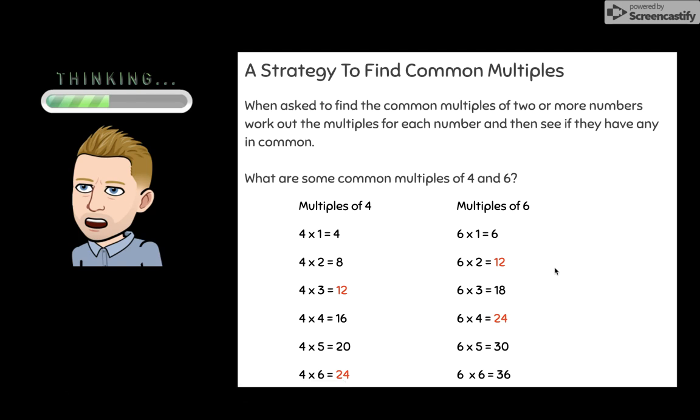So the numbers 4 and 6 have the common multiples of 12 and 24, because 4 times 3 equals 12 and 6 times 2 equals 12. 4 times 6 equals 24 and 6 times 4 equals 24. So some common multiples of 4 and 6 are 12 and 24.